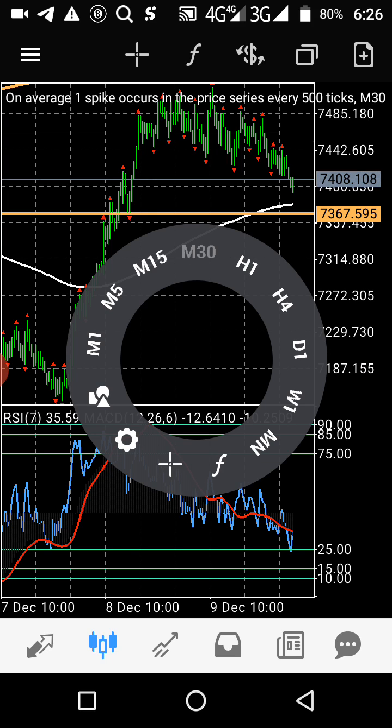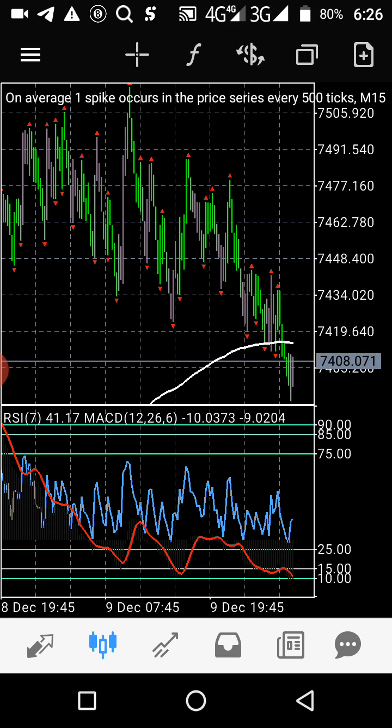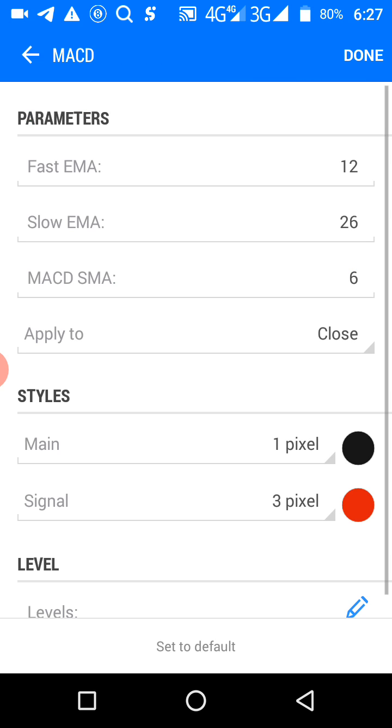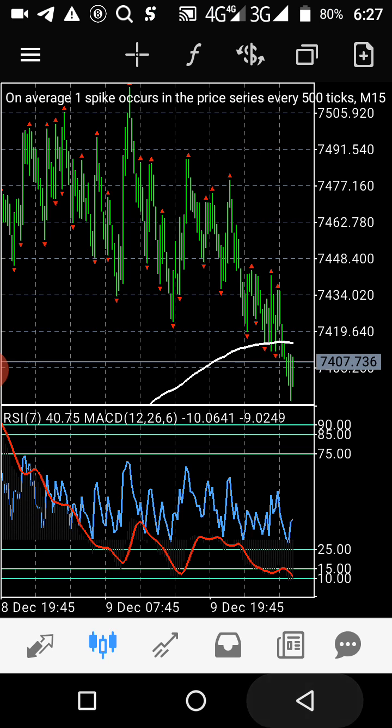Now, going with this strategy, this is how it works. I think you've seen the MACD as well. This is 12, 26 and 6. The MACD SMA is not 9, it is 6 this time, please. Use any color of your choice, but the main style should be the background color. Then let's go to how it works.